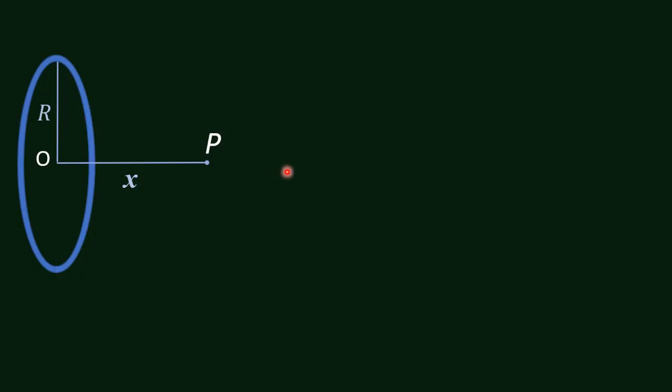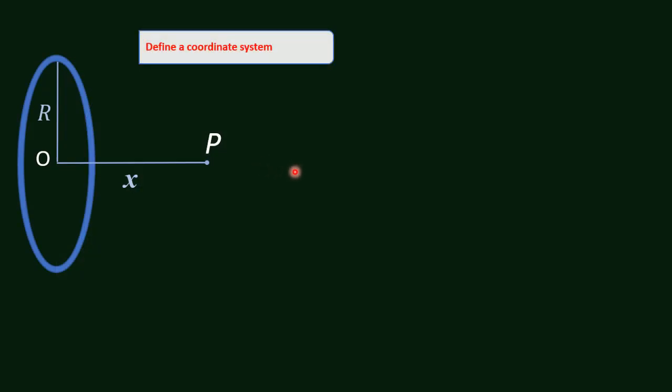So let's get started again by defining a coordinate system so we can properly define our limits on that coordinate system. So let's put an x, y, and z coordinate system at the center of the ring so that the YZ plane is the plane of the ring and the x-axis is perpendicular to the plane of the ring. It's the center axis of the ring.